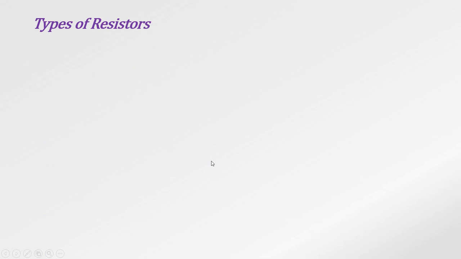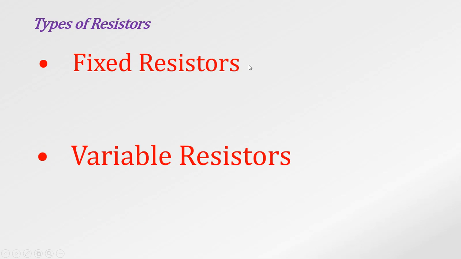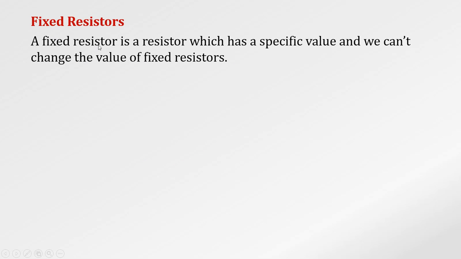What are the types of resistors? We shall deal with basically 2 types. We have fixed resistors and we have variable resistors. What are fixed resistors? A fixed resistor is a resistor which has a specific value of resistance and we cannot change it. We cannot change the value. If the value is 2 ohms, it will remain 2 ohms. If it is 4 ohms, 1000 ohms, such a resistor is called a fixed resistor.